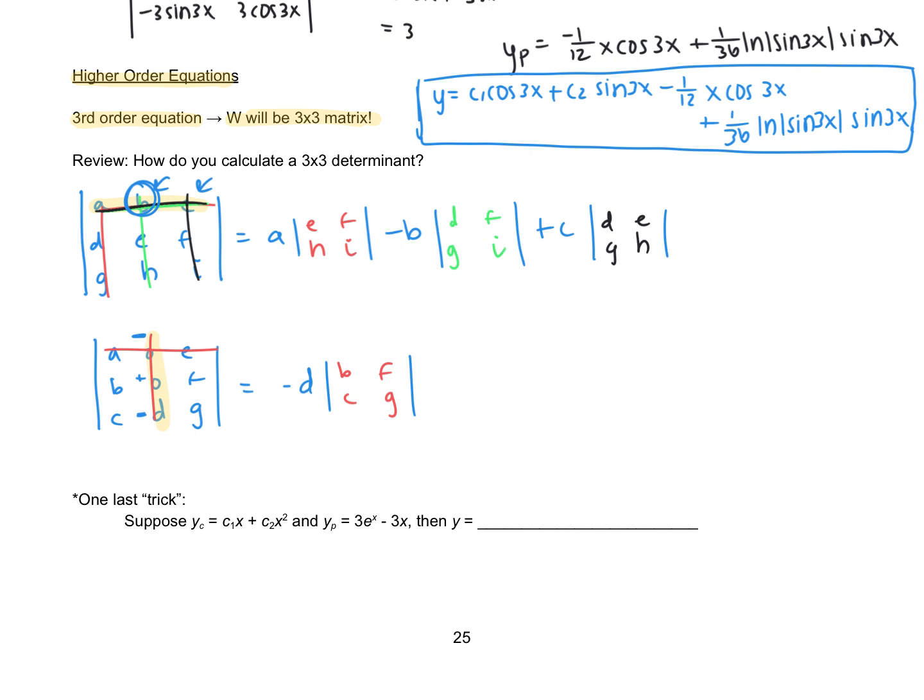So that was just a quick thing to review, and then one last thing to talk about. One last trick, it's not really a trick, but let's say that this is our complementary solution and this is our particular solution. Well, if you notice, we have a term with x and we have another term with x. So our general solution then would be written as some constant of x, and then we have that c2 x squared and that 3e to the x. Because both of these terms have an x in them, we can just write them together as one term. So if you see that in your homework, all we did was take those 2 terms and put them together.